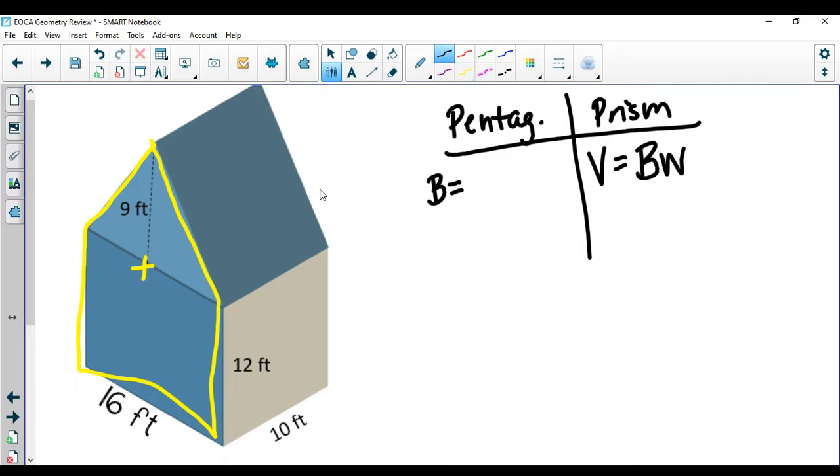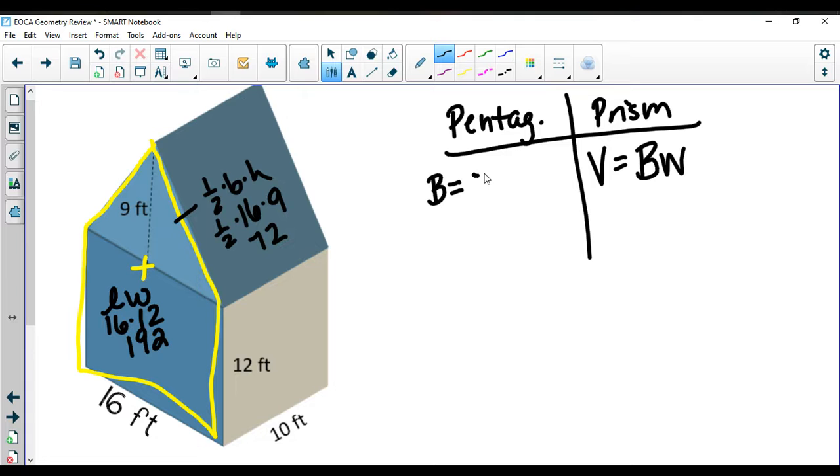So for the area of your base, you have the triangle on the top, which is 1/2 times base times height. The base of the triangle comes up from the bottom at 16, and then the height is 9. So the area of that triangle is 72. And then down here, you're going to need length times width for the rectangle. So that's now 16 times 12. That's going to be 192. When you put those together, you're adding 72 plus 192, and that's going to give you a total area of your base to be 264.